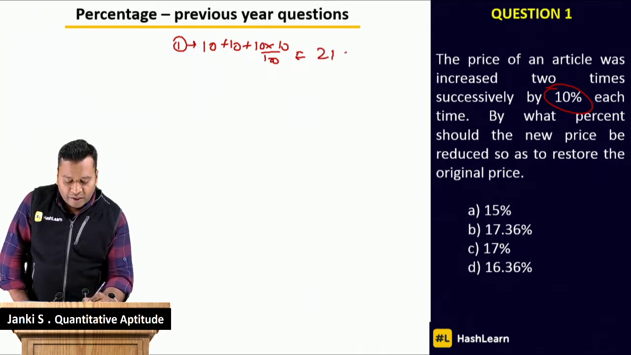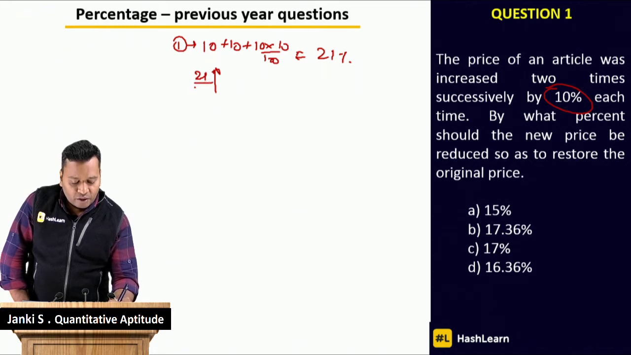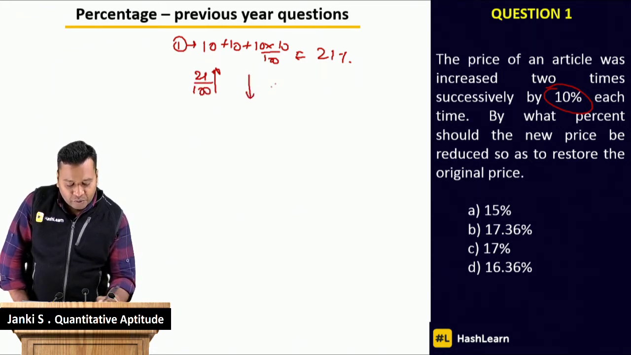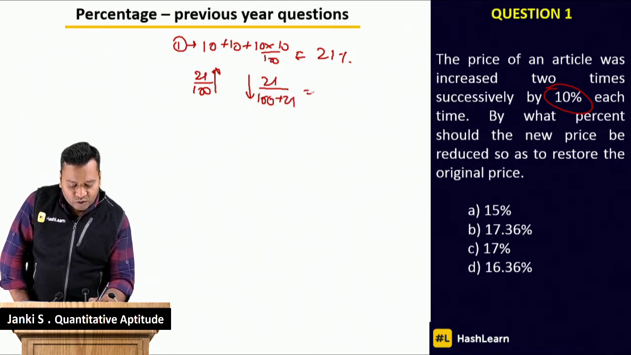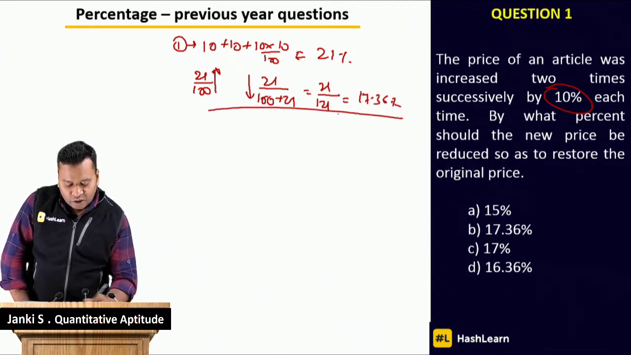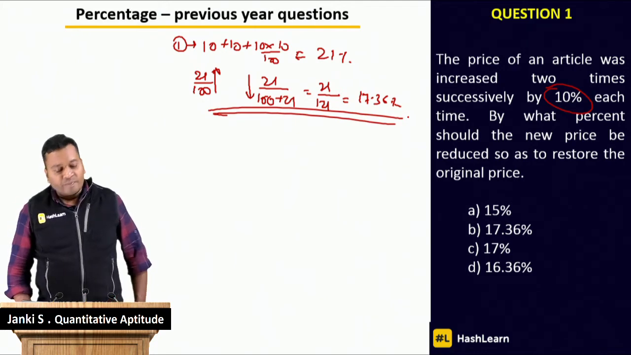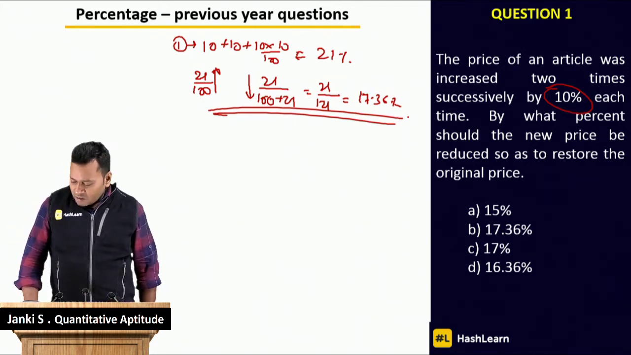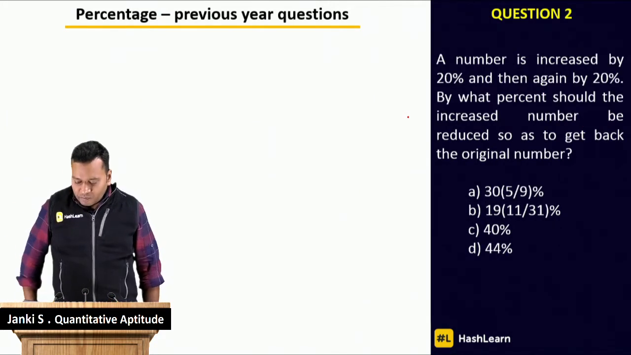So that means it's about 21%. I have an increment of 21%. That means 21 by 100. So my reduction percentage should be how much? 21 divided by 100 plus 21. So 21 by 121, which is slightly more than 17%. That means 17.36%, right? So you could have directly utilized this thing. So आपको ये यूटिलाइज करना है मैक्सिमम टाइम एग्जाम्स में, राइट?